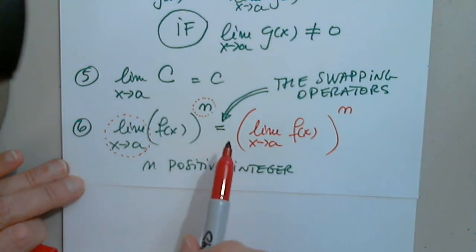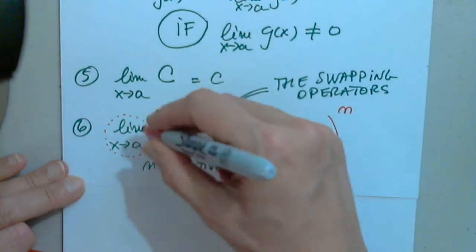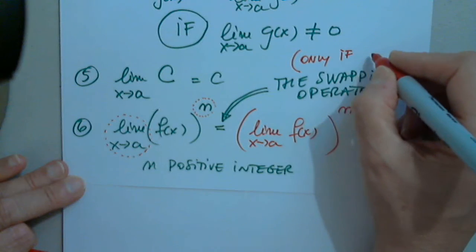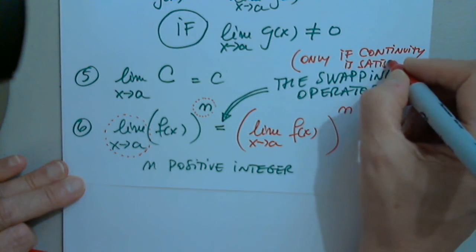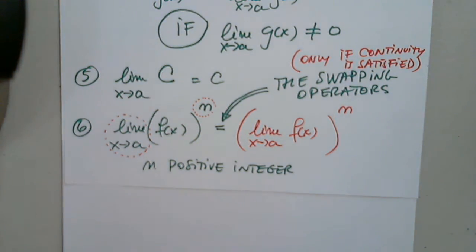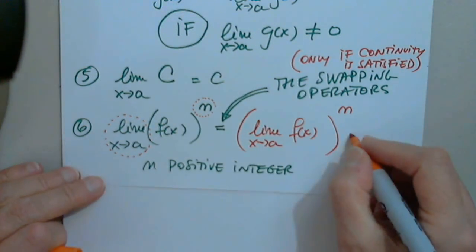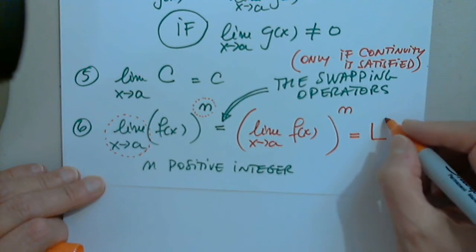This is possible, and we're going to talk about it in this chapter, only because this situation is a continuous function. And I'll put in parentheses, only if continuity is satisfied. I don't need to think that this is always allowed and always possible. Only if continuity is satisfied. Okay, so then I have this. What is this? How much? That's L. Very good. Excellent.